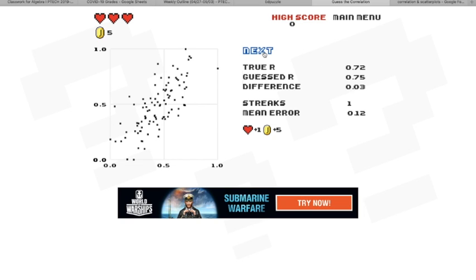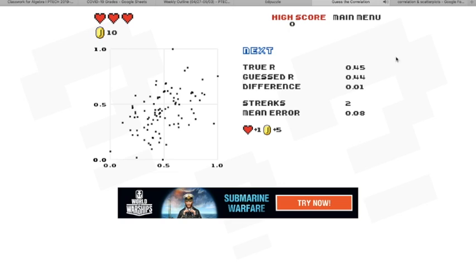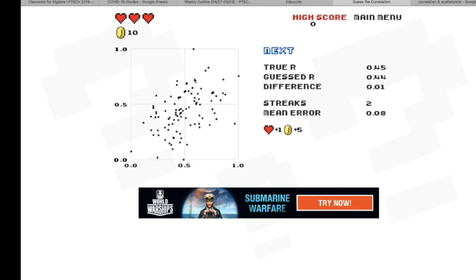Let's try one more. Again, it's positive. The dots are kind of scattered, so it doesn't look as strong as the last one. Let's say that's a 0.44 correlation. And it's actually 0.45, so I was very close again. So if you guys want to try out this website, it definitely gives you a good feel for how correlation works, and it's pretty fun at the same time, especially when you got nothing to do.